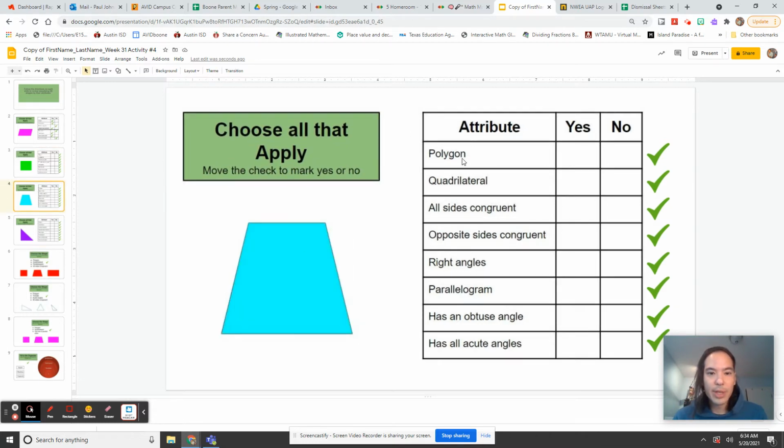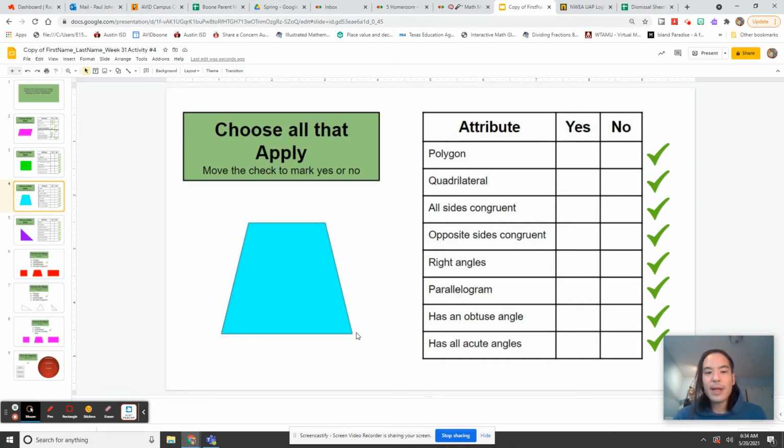All right. This is a trapezoid. All right. So it is a polygon still. Closed figure made up of lines. Yes. It is a quadrilateral. 1, 2, 3, 4 sides. Yes. Are all sides congruent? No. This side is longer than this side, so we know that that's not congruent. Are the opposite sides congruent? This has one set of opposite sides that's congruent, but not this side. Right angles, I don't see any squares in the corners.